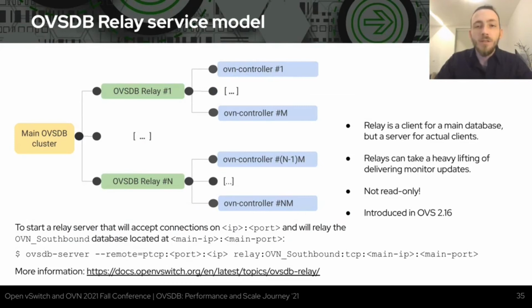So OVN controllers are able to send transactions. For example, they can update port state in a southbound database. The relay server will act as a relay, forwarding the transaction and the reply. See more information about relays in the OVS documentation.